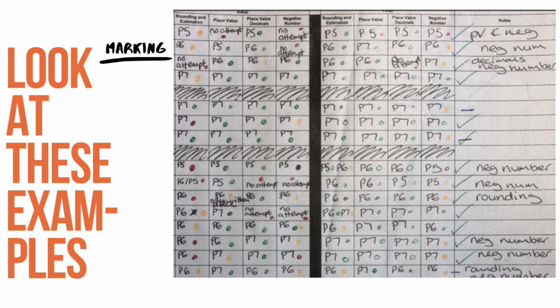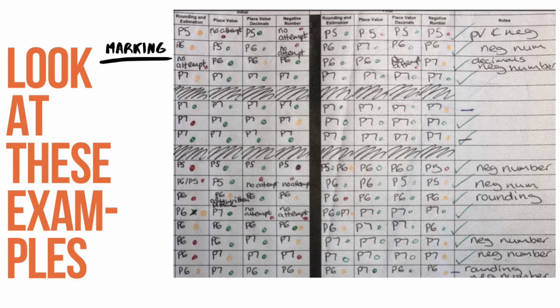This is how I would mark a snapshot. So on the left hand side, I've got my class list with all the names. And then along the top, I've got the benchmark aspects. The black line down the middle just shows the gap between the initial and the final snapshot. So what I'll do in the initial snapshot is give each pupil a level for each area. So P5, P6, P7, depending on which questions they answered. And then a traffic light colour corresponding to how they did in each aspect.